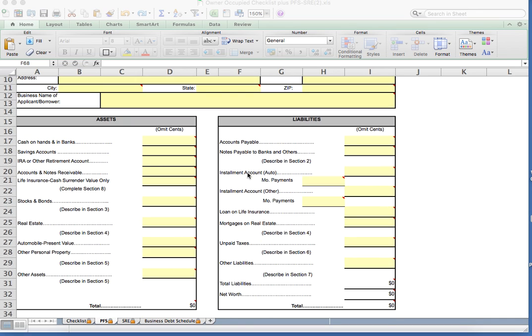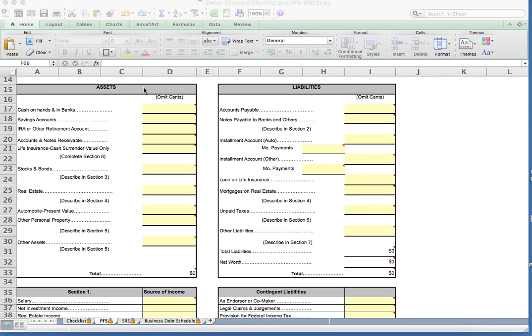As we scroll down here, we're going to focus first on the asset side. So really at the end of the day, it's what do you own? What is it that you physically own and is in your possession? That is what an asset is.